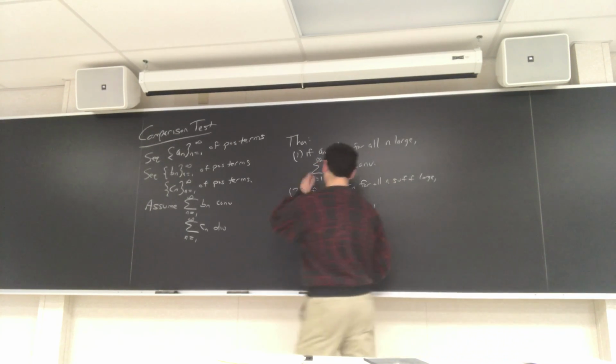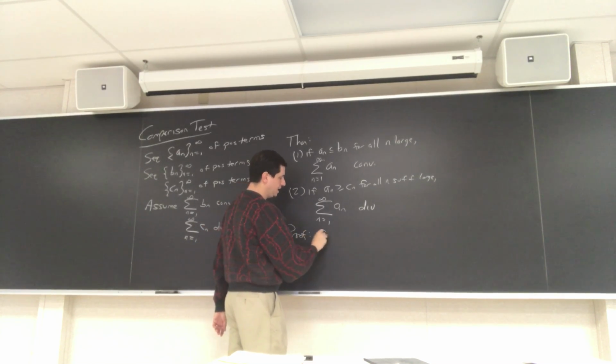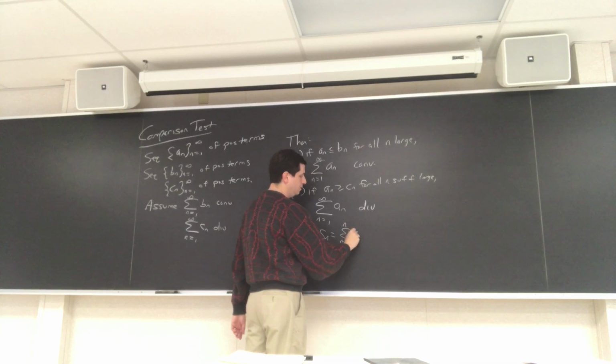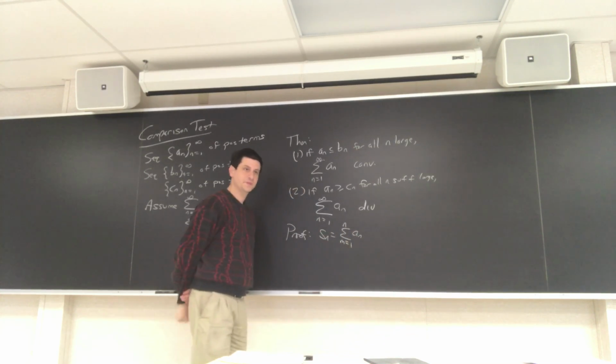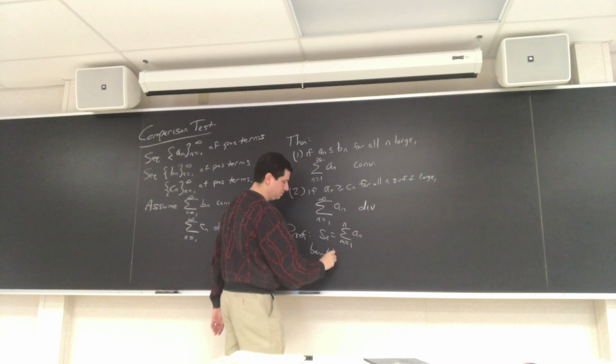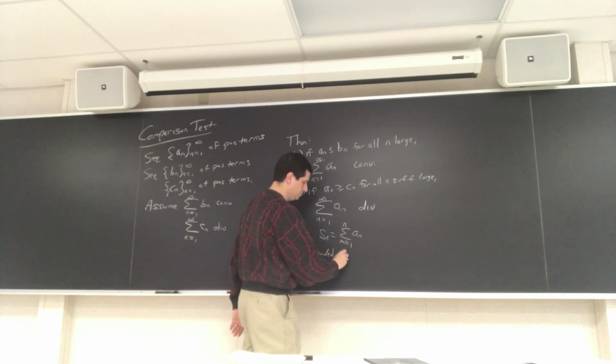So what you can do is, the proof is the following. Let Sn be the sum, n goes from 1 to n, of an. This sequence is bounded, and it's non-decreasing.